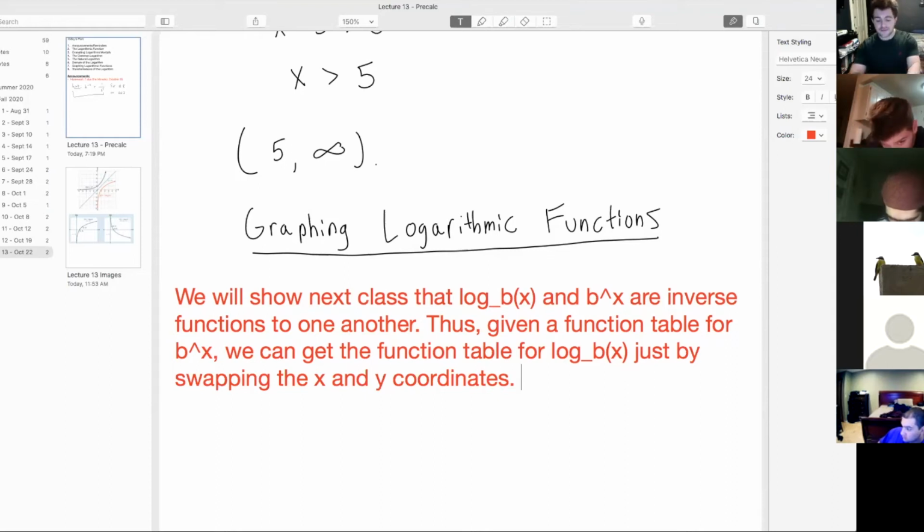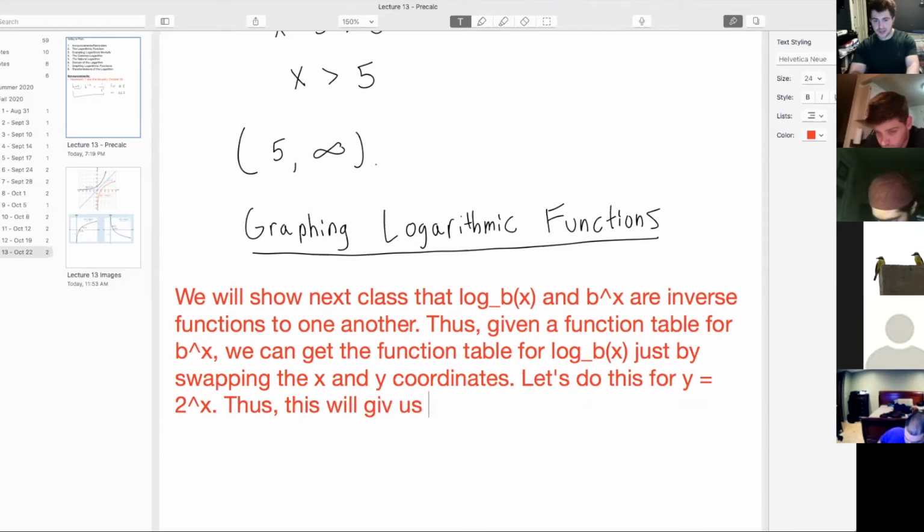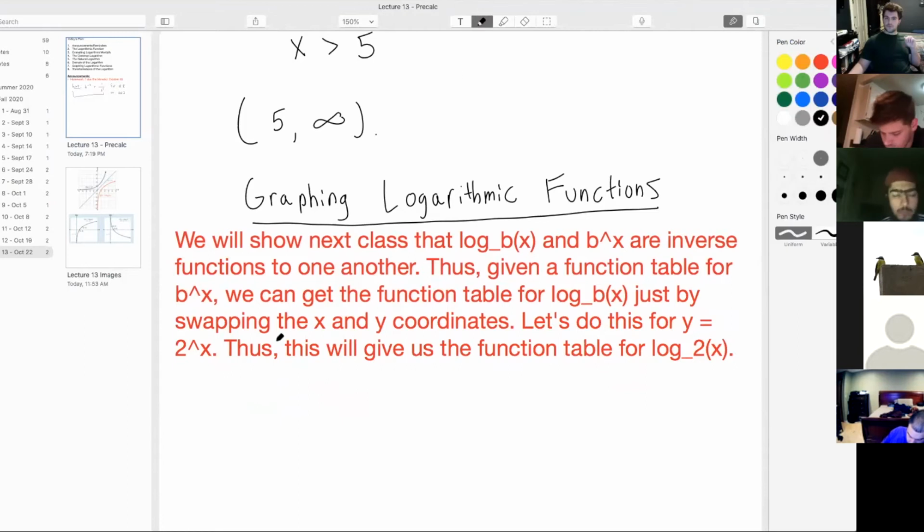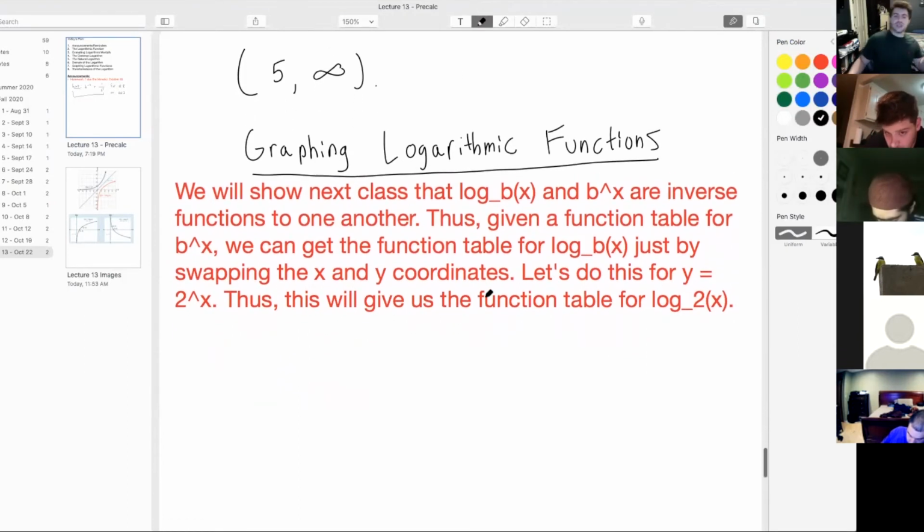In fact, let's do this for the definitive case y equals 2 to the x. Thus this will give us the function table for log base 2 of x. So we're going to make a function table for 2 to the x first. Then we will swap the x and y coordinates, giving us the inverse function table, and that will be the function table for log base 2. All right, so this is one way to get at the graph of a logarithm.